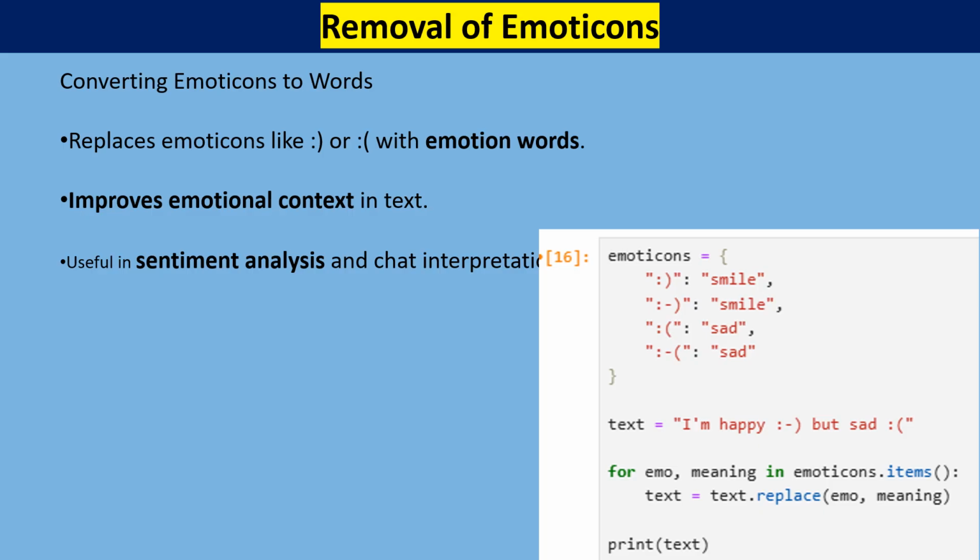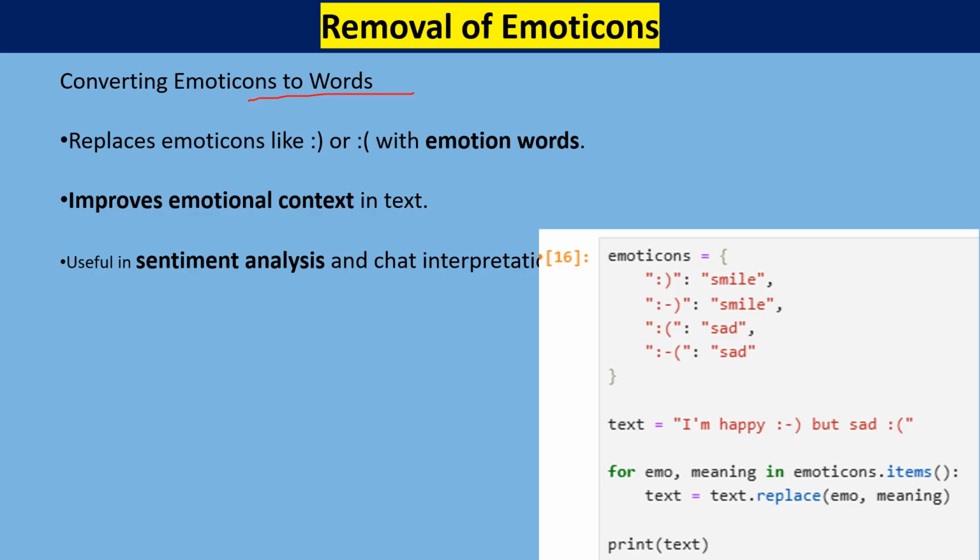Removal of emoticons, converting emoticons to words, replacing emoticons like sad and happy. Emoticons are old school emotional markers made from punctuation marks, like a smiley for happiness or a frowny for sadness. They are especially common in SMS, emails, and chat apps. While they don't use Unicode like emojis, they still convey emotion.